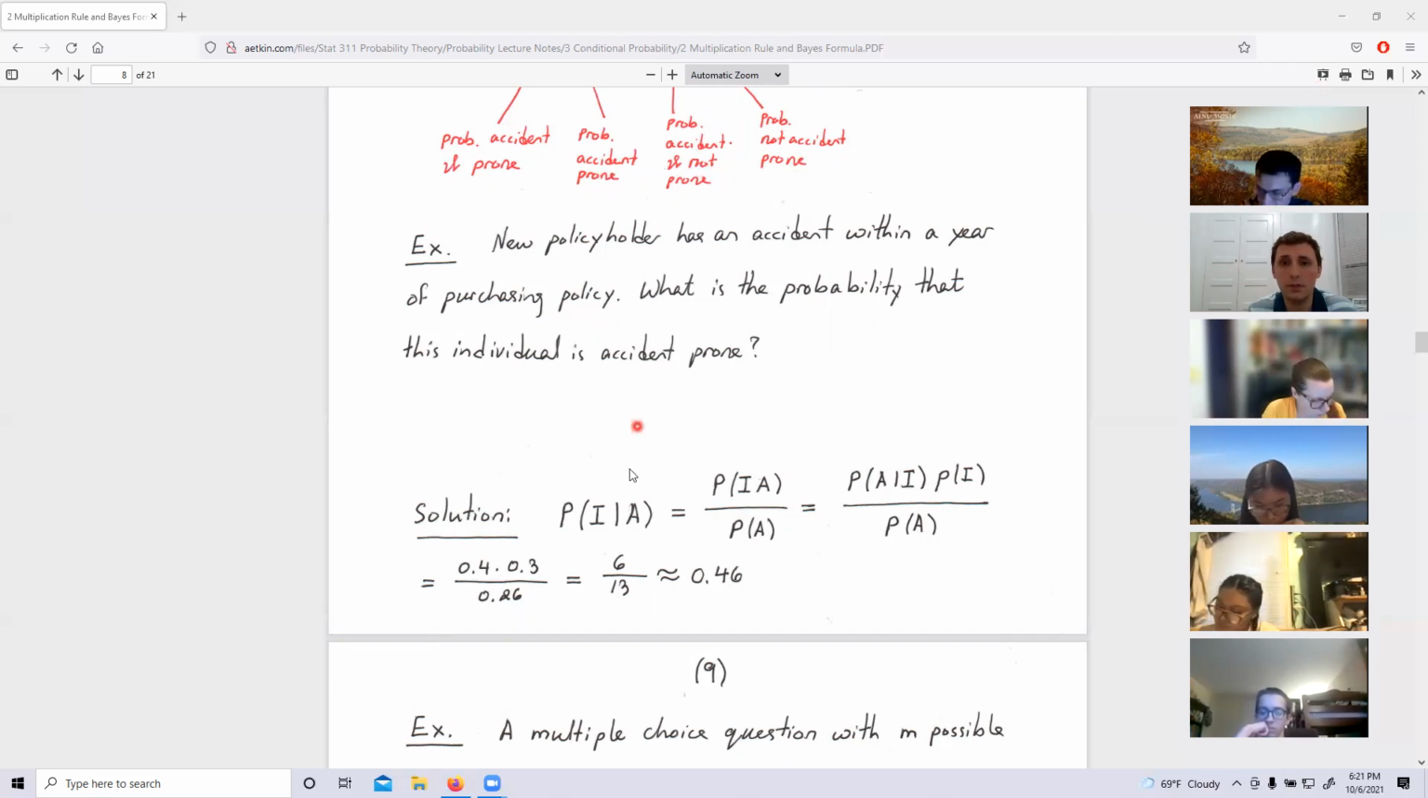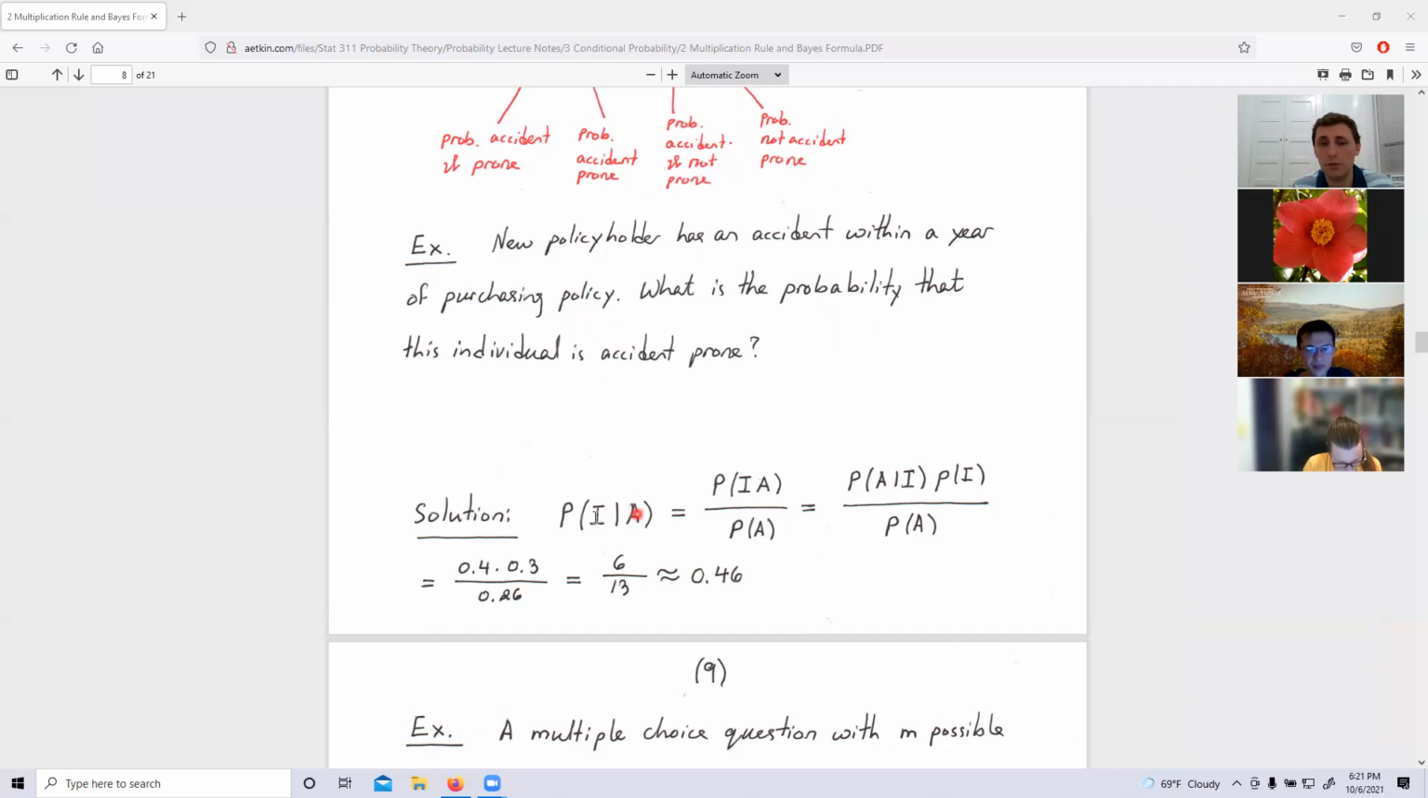So this is the situation. That's what we are evaluating. Agreed? We know that this is what happened, an accident, and I want to know how likely the person is to be inclined to have accidents. So by conditional probability, this is the same as probability of accident prone and accident divided by probability of accident. Yes, we calculated the probability of the accident already in the previous problem. We know it's 0.26, the probability of just having an accident without any qualifications.